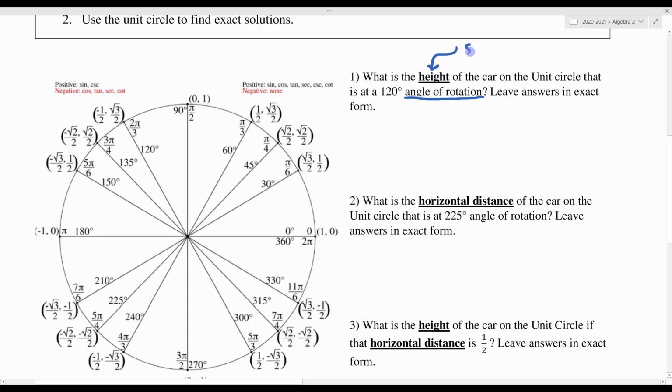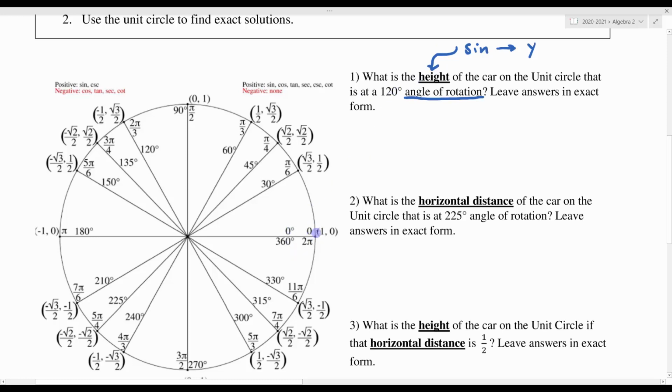We know to find the height that we are going to use the sine function, and the sine function finds the y coordinate, right? So these three things are synonymous. Height, sine, and the y coordinate are all the same thing, right? So if you see the word height, if you see sine, if you see y coordinate, you know what they mean, okay? We're going to 120 degree angle of rotation, so this is where the ride starts.